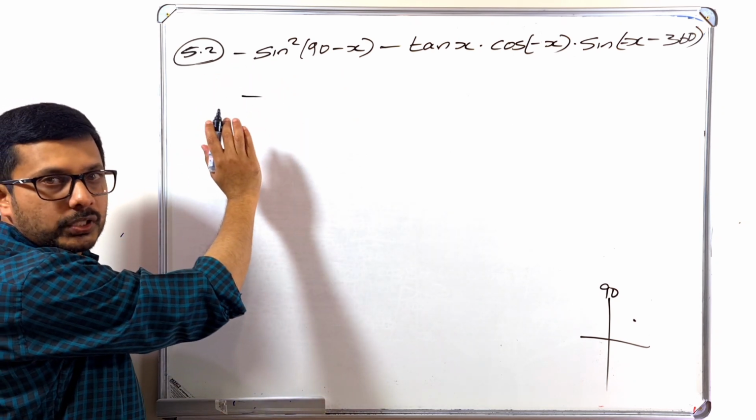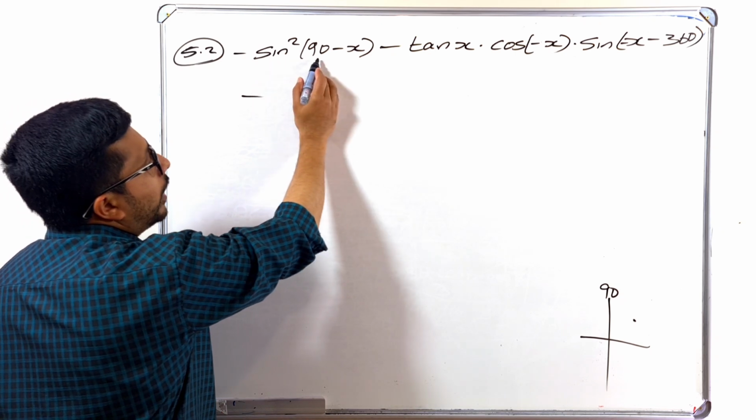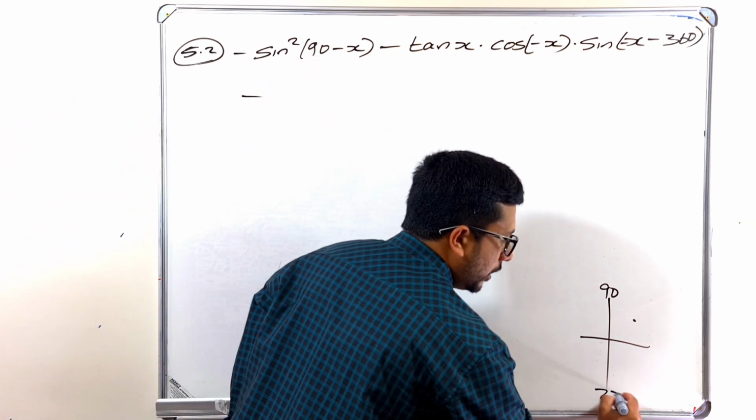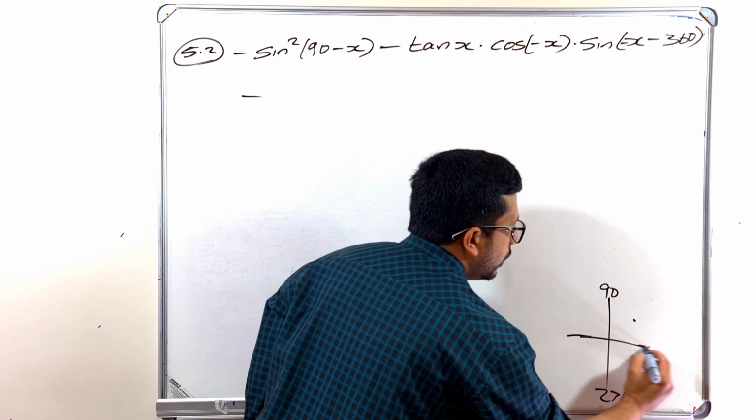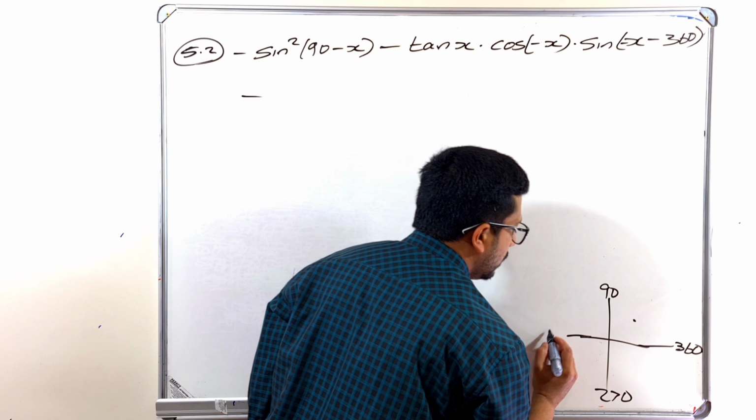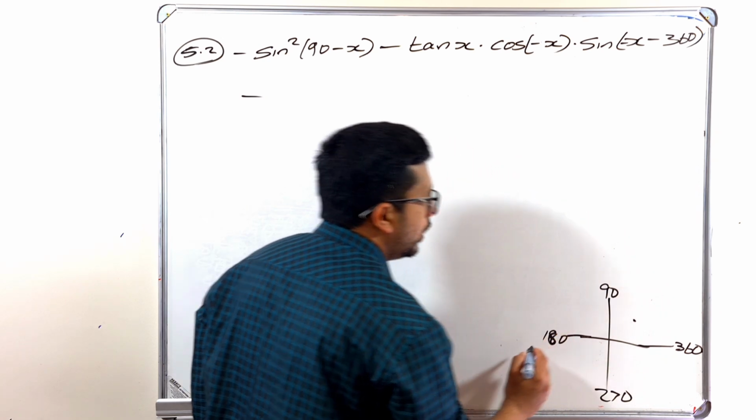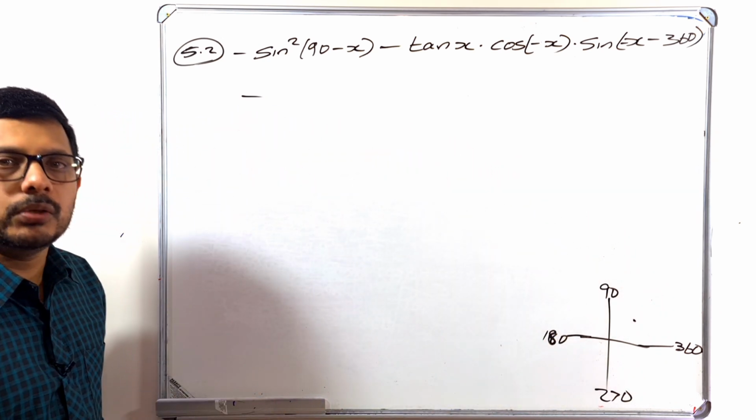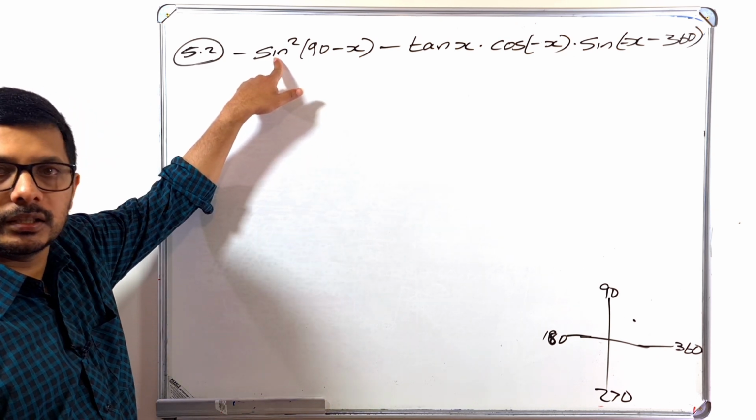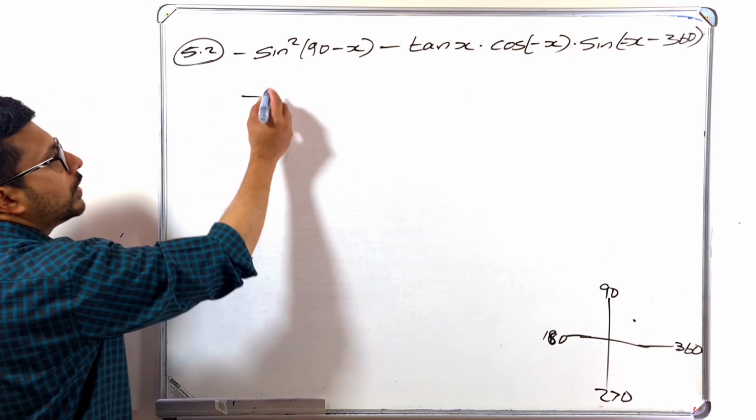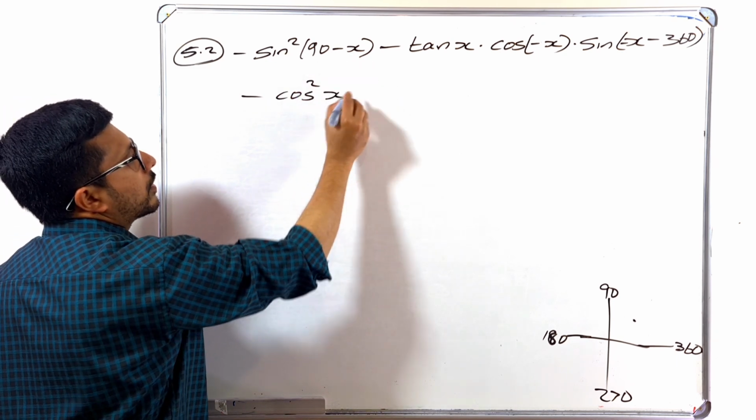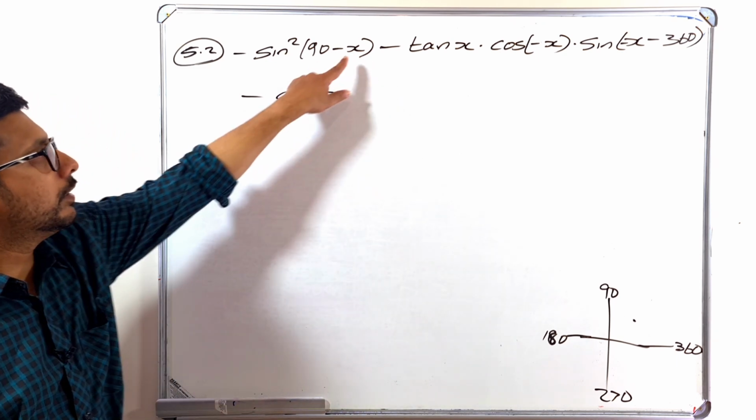Okay, don't be confused. Now if it is based on 90 or 270, this is 270, this is 360, this is 180. If it is based on 90 or 270, you have to change to its co-function. What is the co-function of sine? It is cos. So it is minus cos square x.